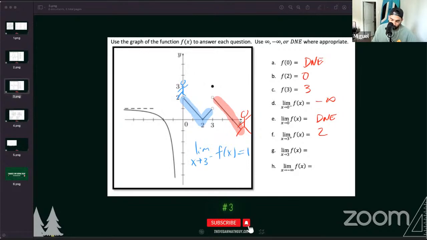The limit from the right, which we found in part F, was 2. So therefore, in part G, does the limit exist? No, it does not, because the limit from the left and the limit from the right are two different values. So we're going to say D and E.